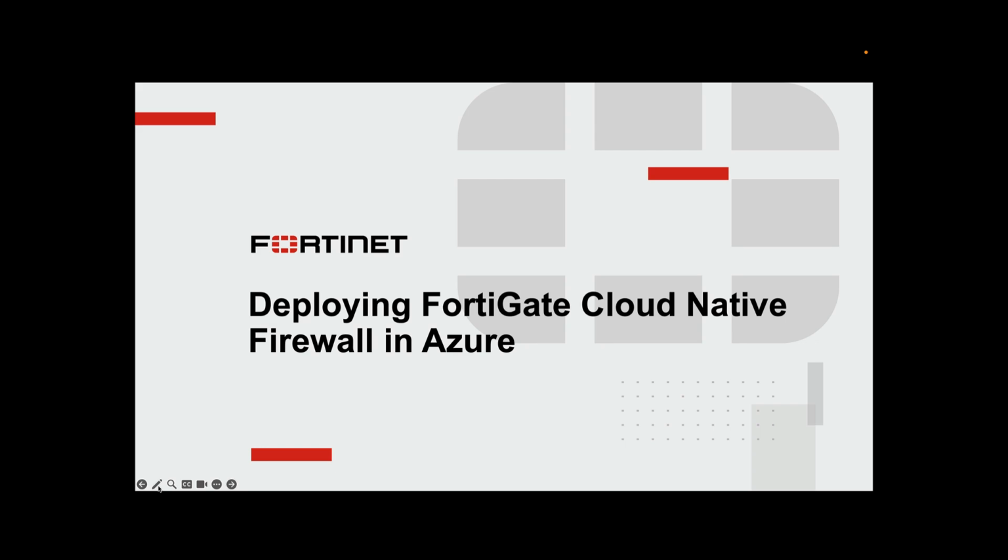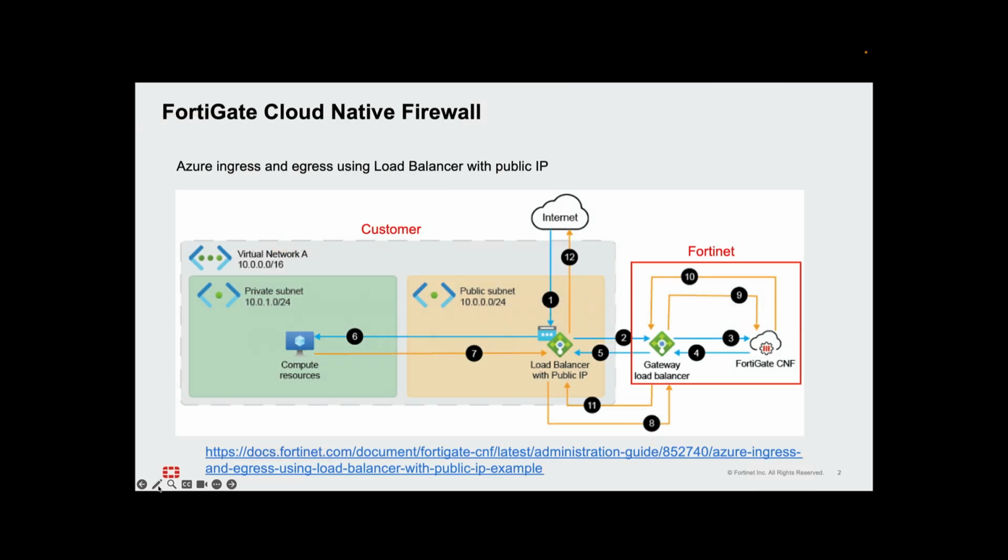Hi, welcome to this demonstration of deploying a FortiGate cloud native firewall in Azure and logging to a storage blob account. The scenario covered is displayed in this diagram where CNF is interacting with the load balancer. The area in the gray represents the customer's environment with compute resources gated by a load balancer. The part highlighted in red is maintained by Fortinet.